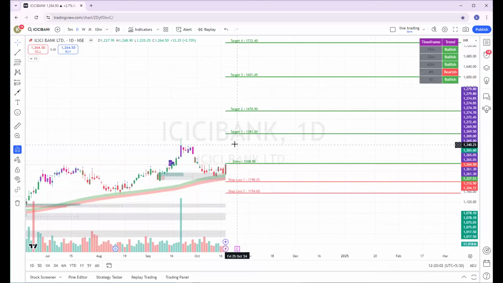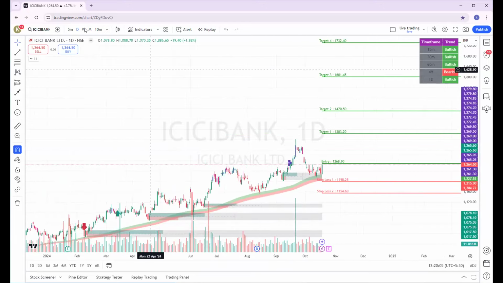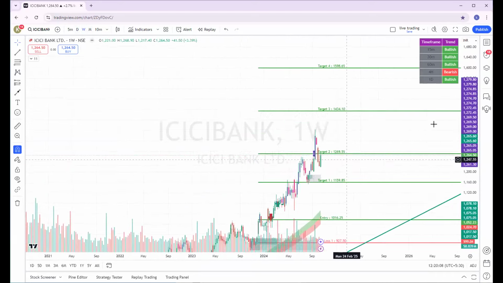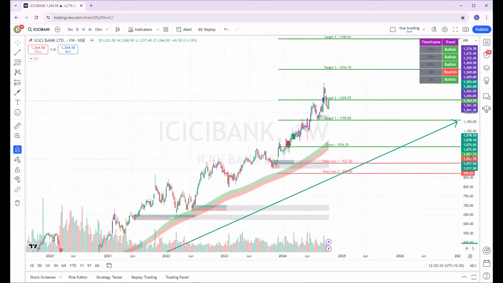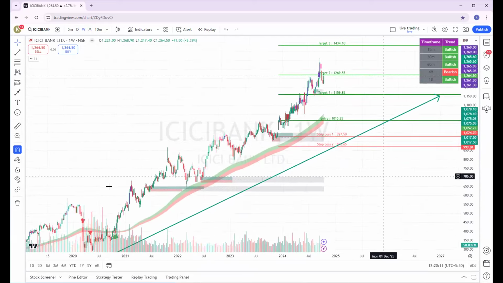The reason being, the overall trend is healthy. Also, what you need to do on a higher time frame, let's say a weekly time frame, is try to draw the major supply and demand zones. So how can you draw that? We'll see this.